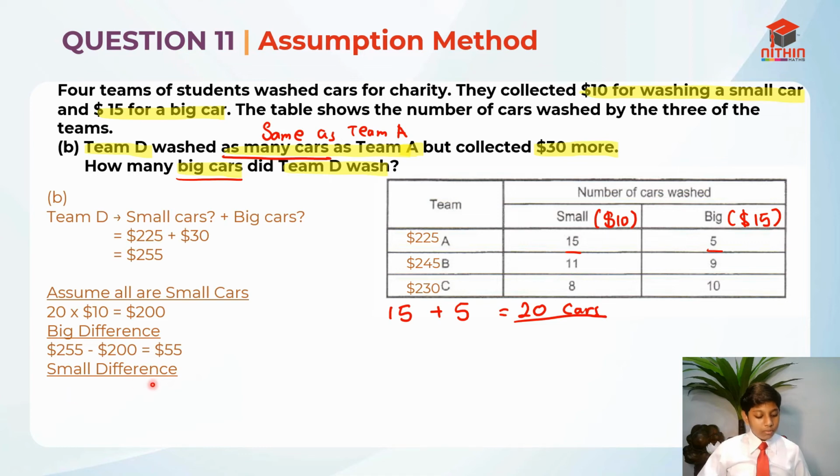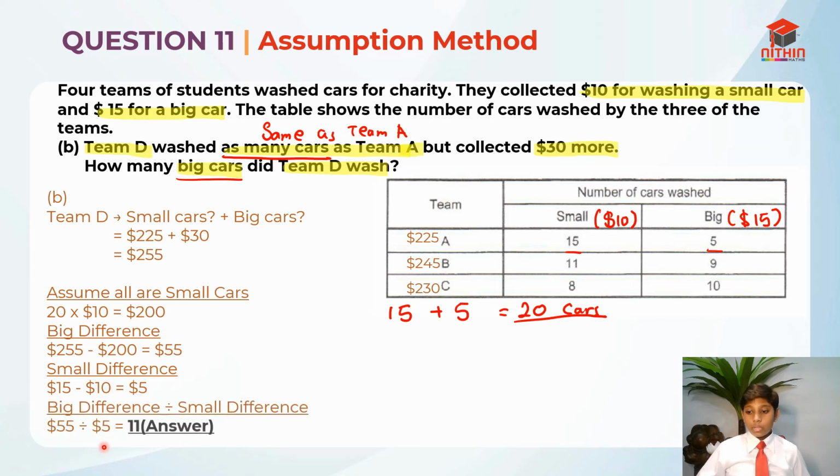Now we find the small difference. We take $15 minus $10 equals $5. So the $15 for the big car and the $10 for the small car, we just subtract, and that will give us the small difference, which is $5. When we have the big difference and the small difference, we take the big difference divided by the small difference, which is 55 divided by 5, which is 11. That is the answer, and this is the methodology to follow.